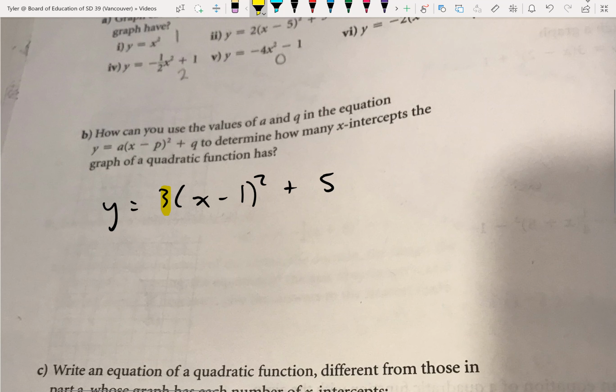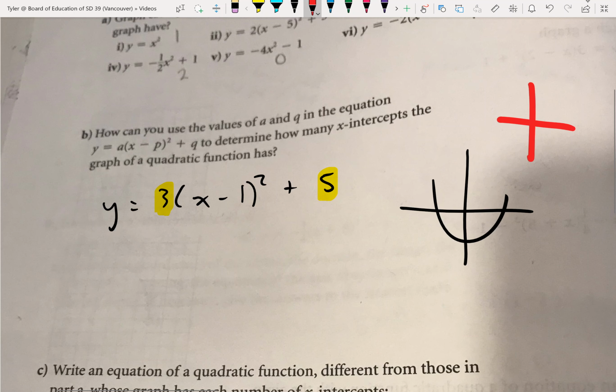These are the two terms we're going to look at, and they're going to help us figure out how many x-intercepts the graph has. Basically, most questions are going to have two. Let's draw the three options. There's this, this, and this. There can be either 0, 1, or 2 intercepts.